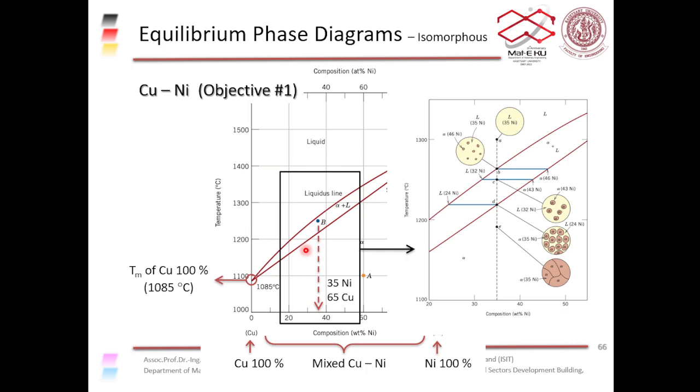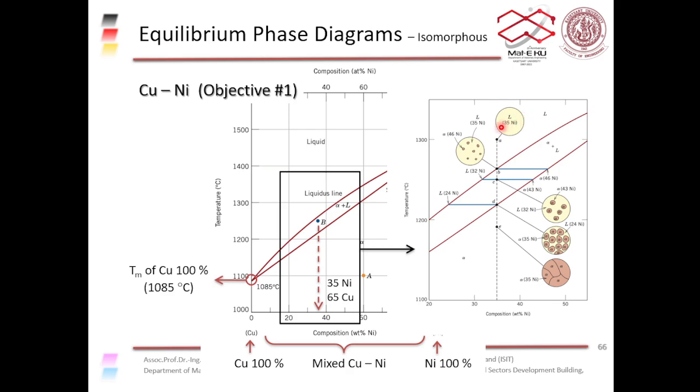Okay, to look at objective one: the objective is that you should be able to describe the microstructure evolution for any given composition. So let's take a look at our alloy of 35% nickel. This alloy here. What happens? At high temperature, it is just molten metal, or liquid metal, with 35% nickel.